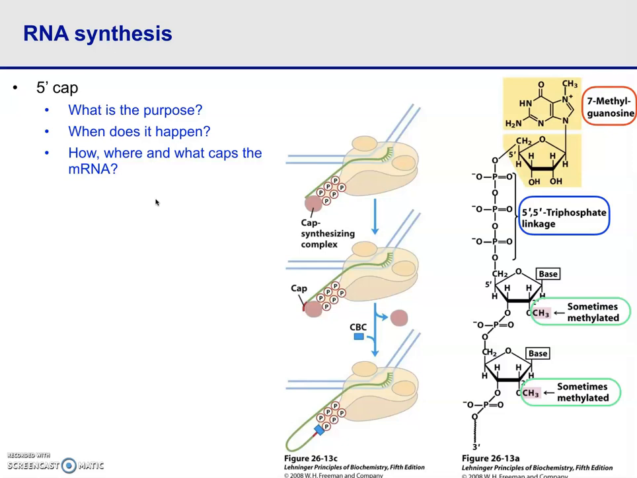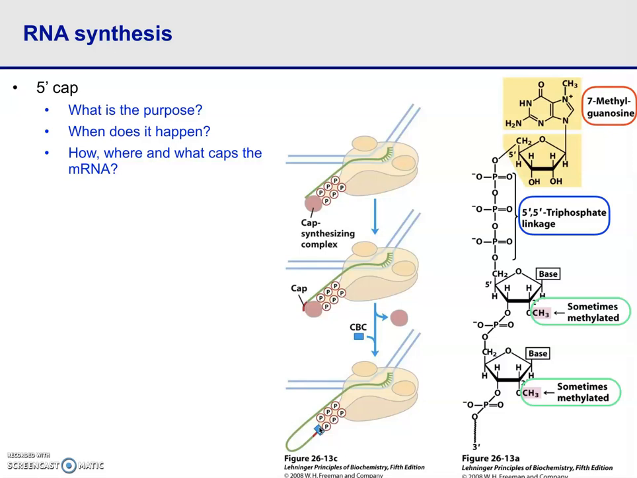When does it happen? It happens early in transcription, after perhaps the first 20-30 nucleotides, as you can see shown on this figure. And then who does the capping? As you can see, there is the cap binding complex that is part of the C-terminal domain, that associates with the C-terminal domain of RNA polymerase, which associates with the cap.